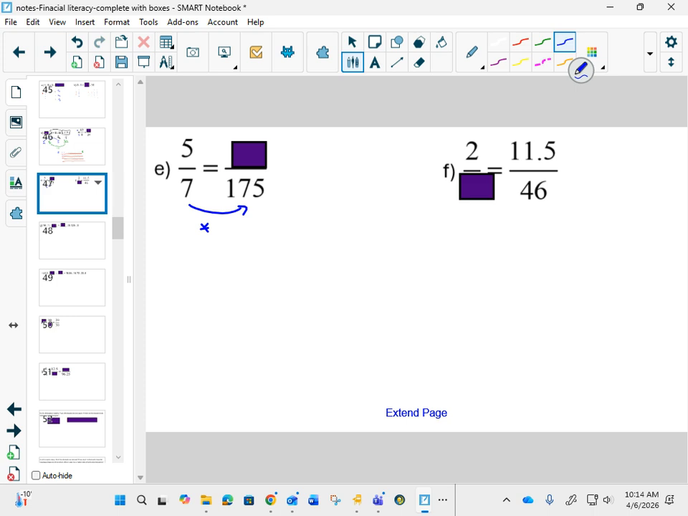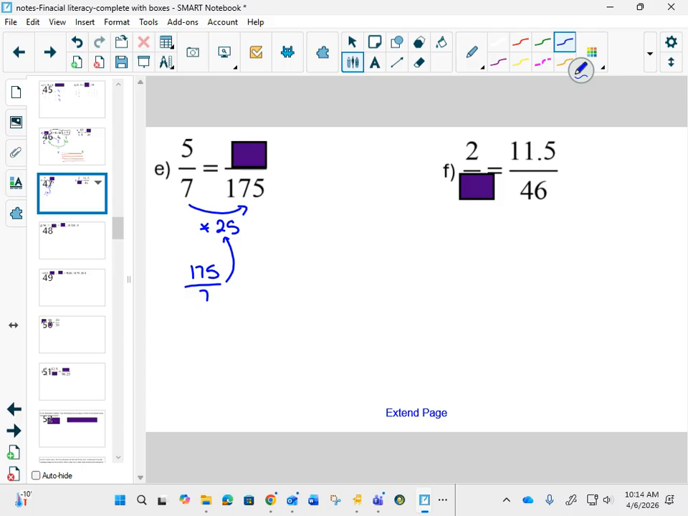Divide. You divide them. Check this out: 175 divided by 7 is what number? 25. Perfectly 25. That's what you're multiplying by.